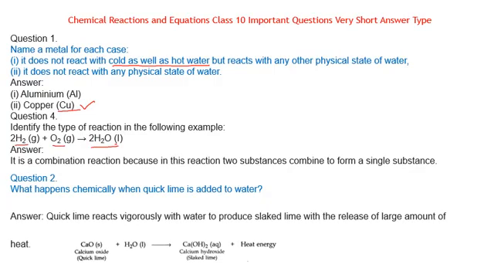Okay. Coming to the next, question number 2. What happens chemically when quicklime is added to water? What is quicklime? CaO is quicklime. So when you add quicklime to water, what happens? It changes into slaked lime, that is calcium hydroxide, and a lot of heat is produced. So this quicklime reacts vigorously with water to produce slaked lime and releases a large amount of heat. So this is an exothermic reaction.